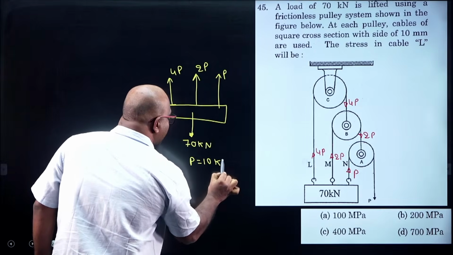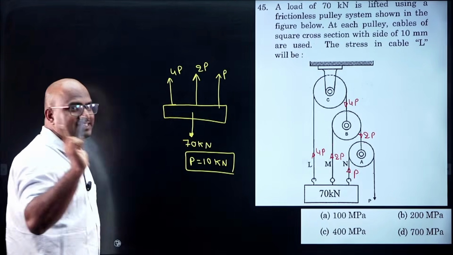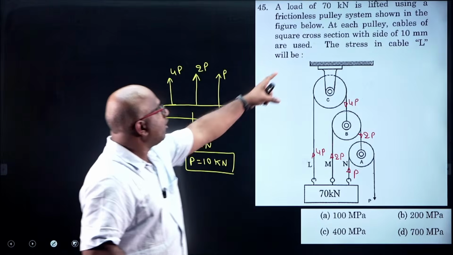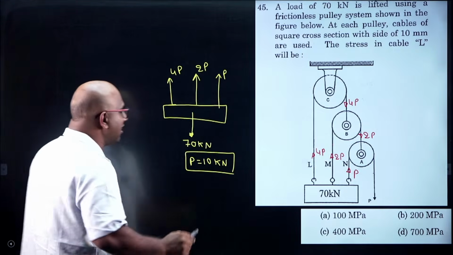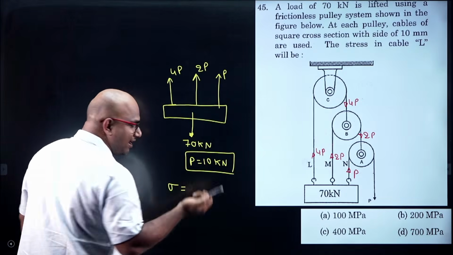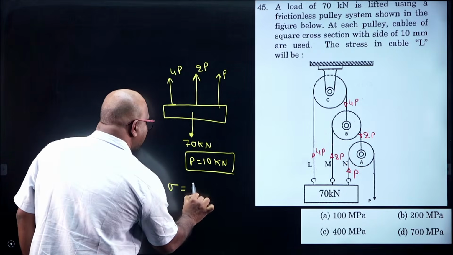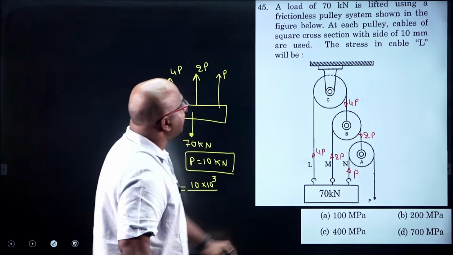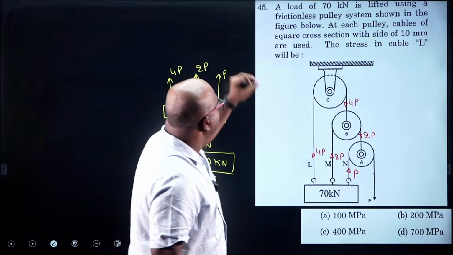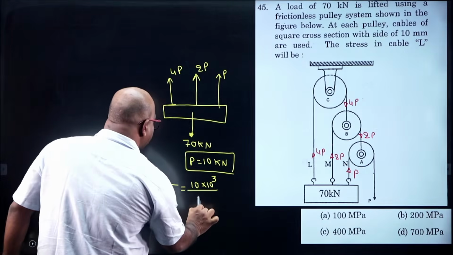10 kilonewton. But he is not asking for 10 kilonewton, guys. He is asking what is the stress in the cable. What is the stress formula? P by A. Am I correct or not, sir? Stress equal to P by A, means 10 into 10 cube. Area how much, guys? With the side of the square cross section as given, 10 square.